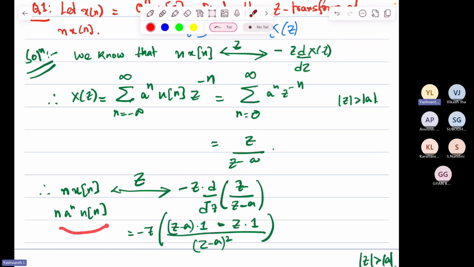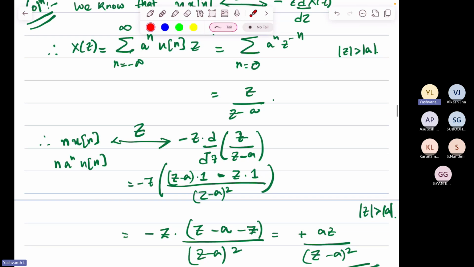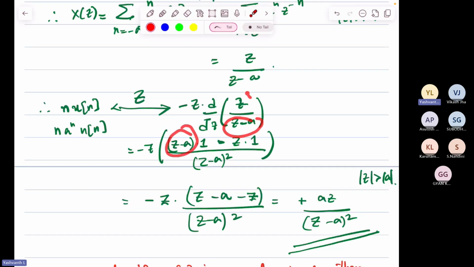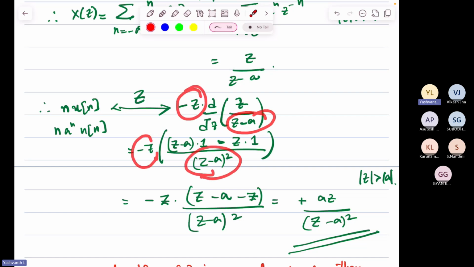So n into a power n u of n will have z transform minus z into d by dz of z by z minus a. Right? So then apply the u by v rule. So z minus a first and then differentiate z with respect to z, that is 1, minus z times differentiate z minus a with respect to z, which is 1, divided by the denominator square, z minus a the whole square, and there's a minus z outside, and that's what is here.